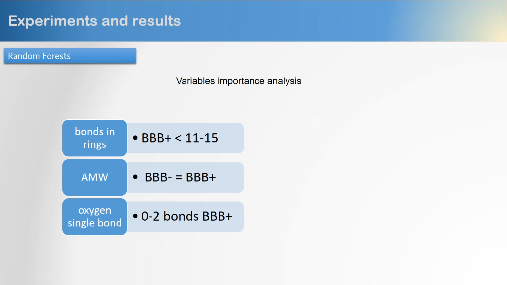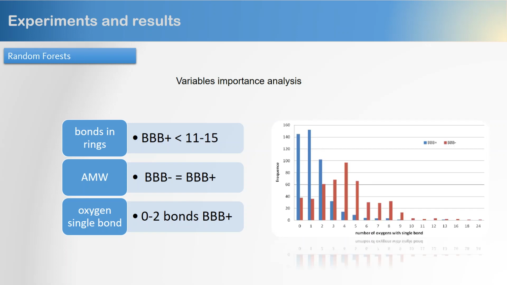One advantage of random forests is that it allows the analysis of individual variables by looking at their impact in the decrease of accuracy. The author mentions three particular descriptors. One, the number of bonds in molecular rings. It seems that below a certain threshold, there is a high probability of being classified as crossing molecule. Second, also interestingly, the maximum of average weight is very similar in both classes, where a lower weight was expected in crossing molecules. And finally, and most importantly, random forests choose the number of oxygens with one single bond as the most important variable to distinguish between crossing and non-crossing.